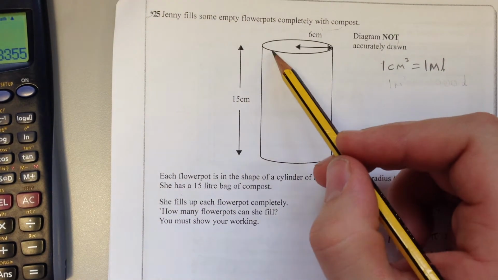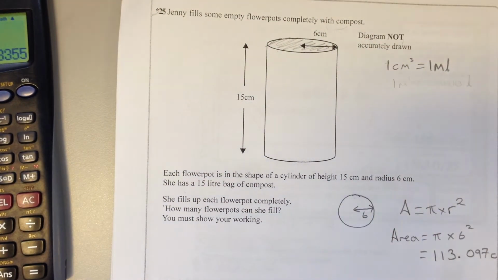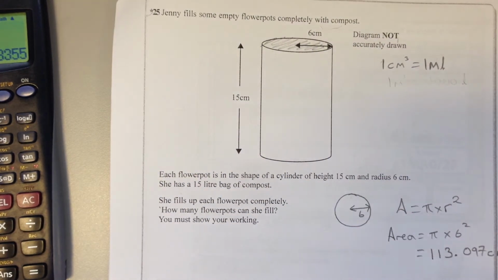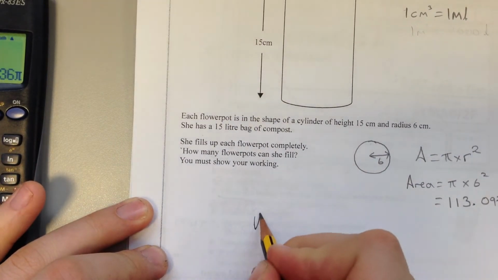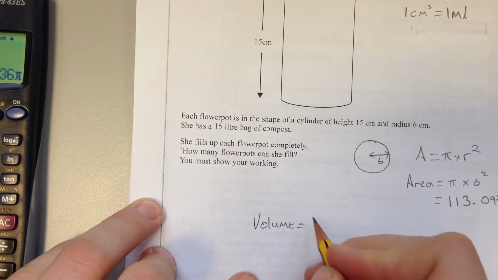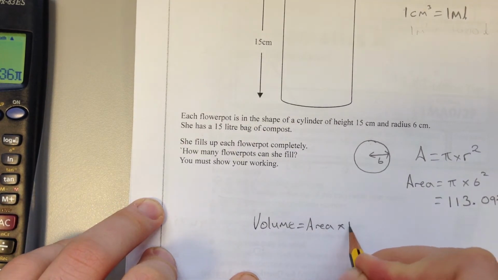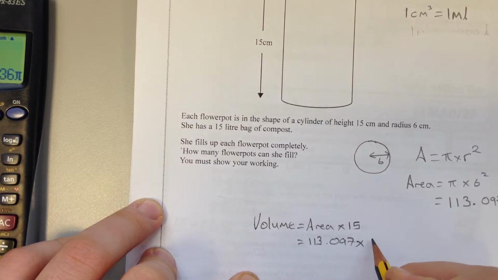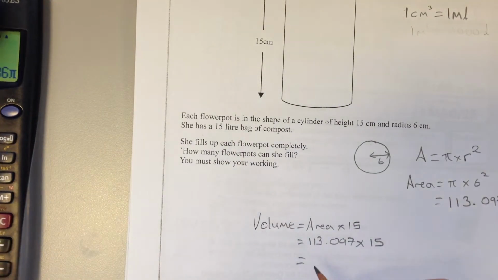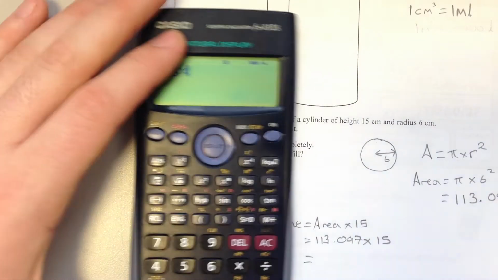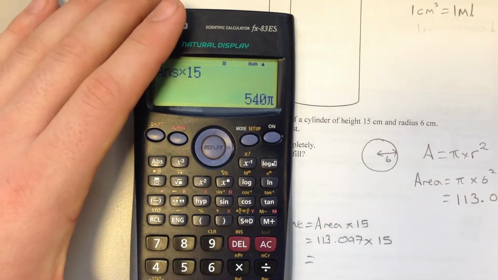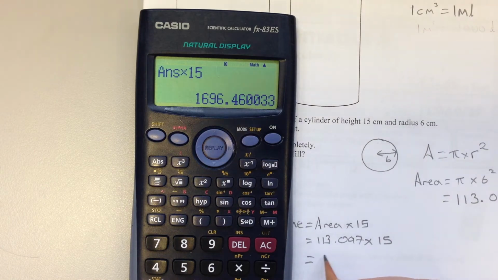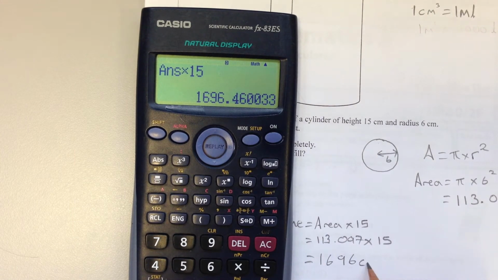So once we now have the area of this circle, to find the volume of the cylinder, we multiply that area by how long the cylinder is. So volume equals area multiplied by 15, which is 113.09 times 15. And that is 1696. That should be rounded enough for us. Centimeters cubed.